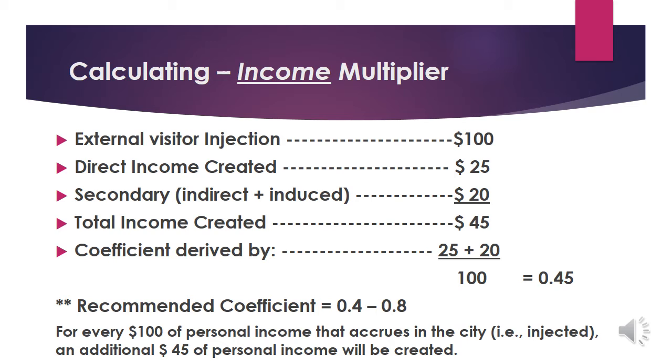However, the coefficient derived by 25 plus 20 divided by 100 now gives you a 0.45. Obviously, the recommended coefficients are between 0.4 and 0.8, so this falls in line with that idea. Therefore, for every $100 of personal income that accrues in the city, i.e. injected funds by visitors, an additional $45 of personal income will be created.